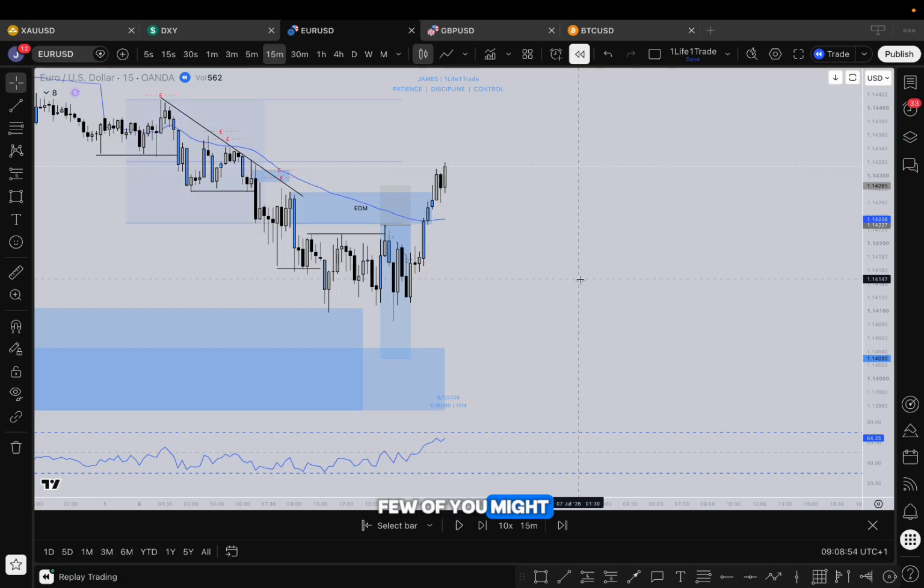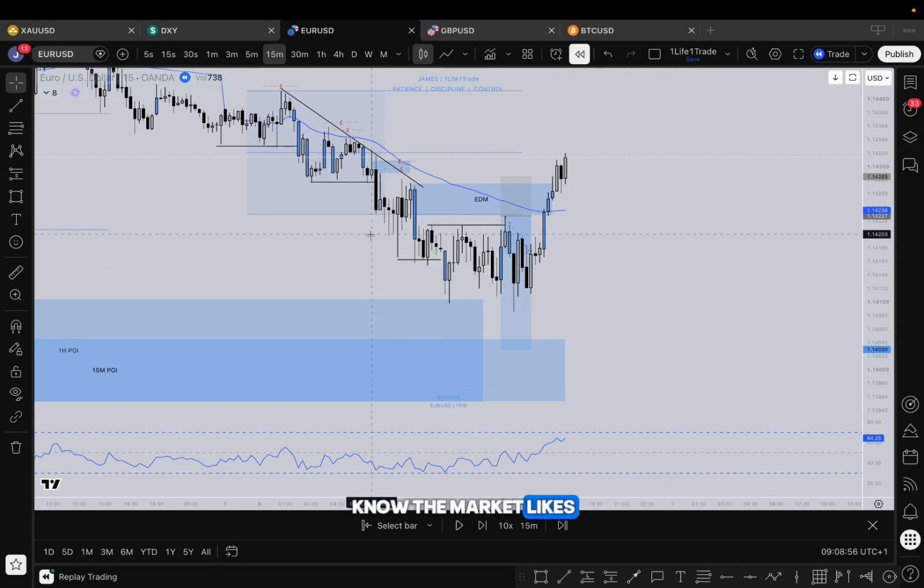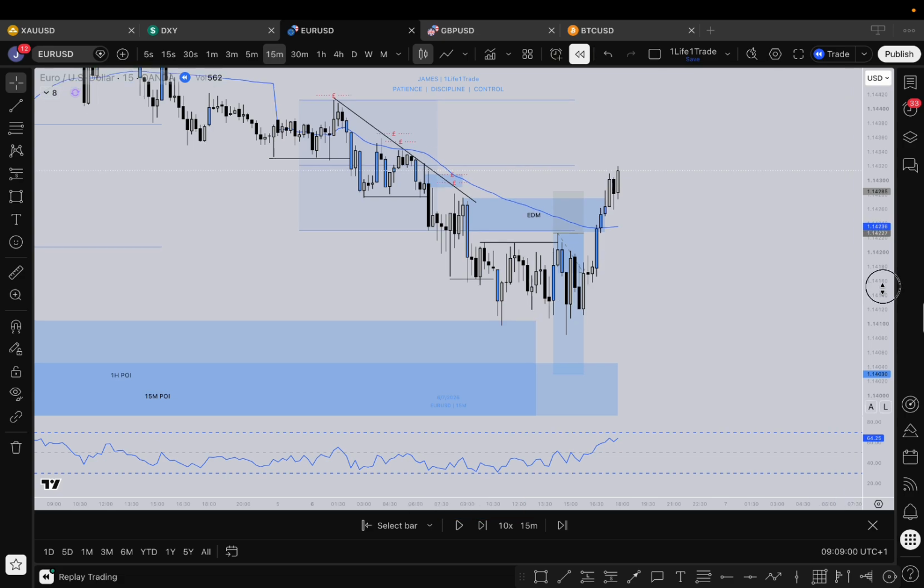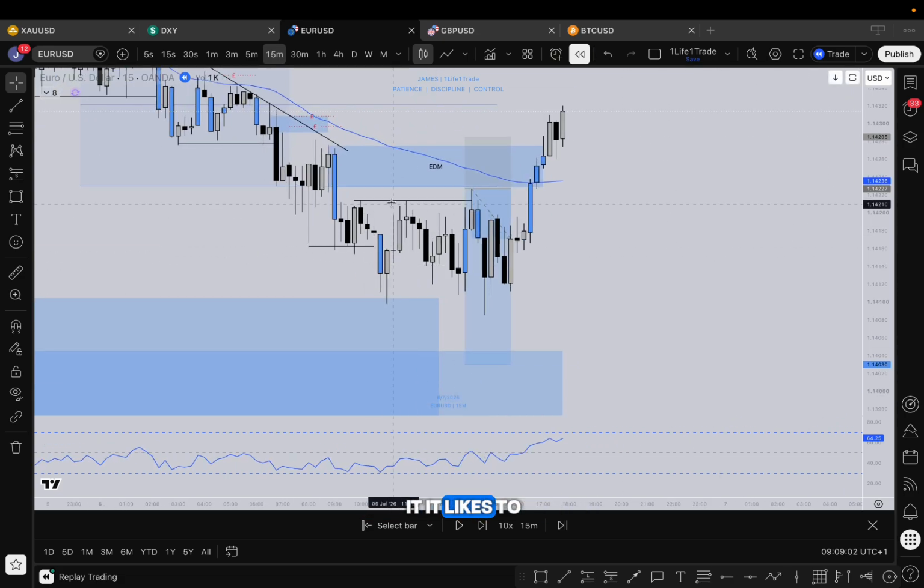Now, as a few of you might know, the market likes to fill the imbalance. When there is a void in the market, that means it likes to come back and fill it back in. So as you can see here, there's a void there. The market likes to come back. Now, what I'm thinking here, there's an imbalance there on the 15-minute. I like looking at the 15-minute structure. 15-minute markup on the 5 minutes, kind of roughly how I do things.